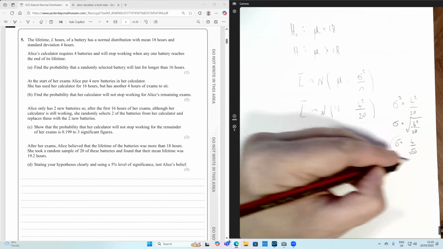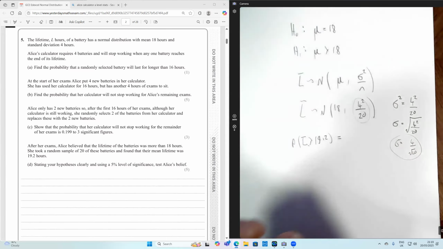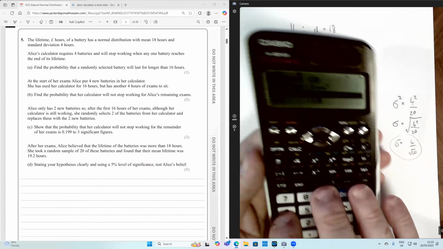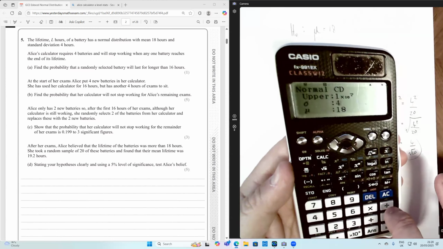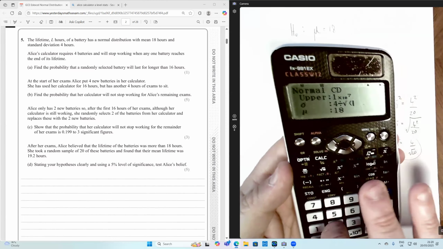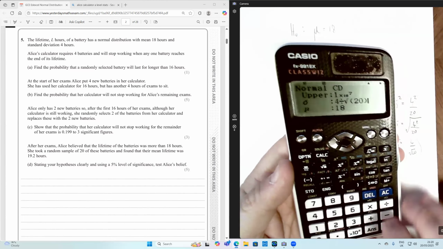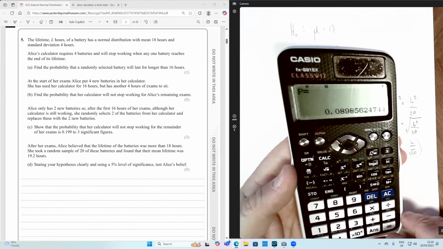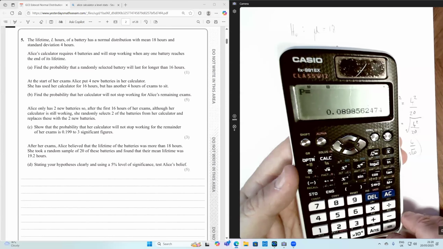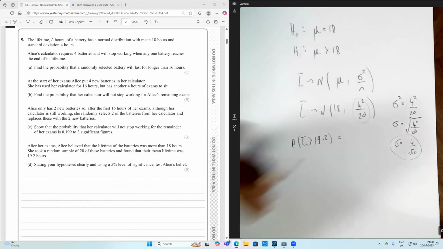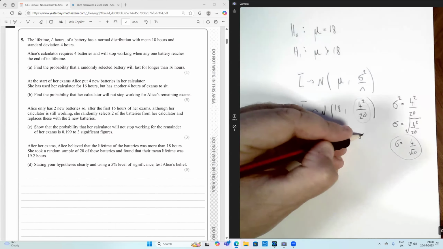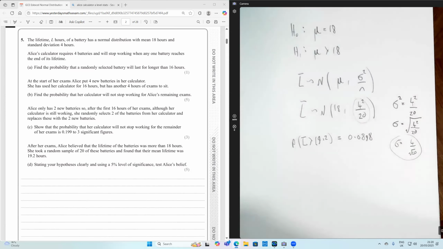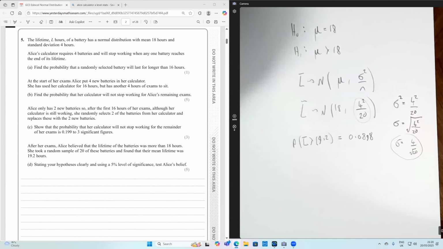So we have to be ever so careful about that, when we put that into our calculator, we need to put in 4 divided by root 20. Okay, I'm going to close that off there. So 4 divided by root 20. The mean is still the same. Okay, so I calculate that, and that gives me 0.0898. So let me write that down. So that is 0.0898. That's our probability.